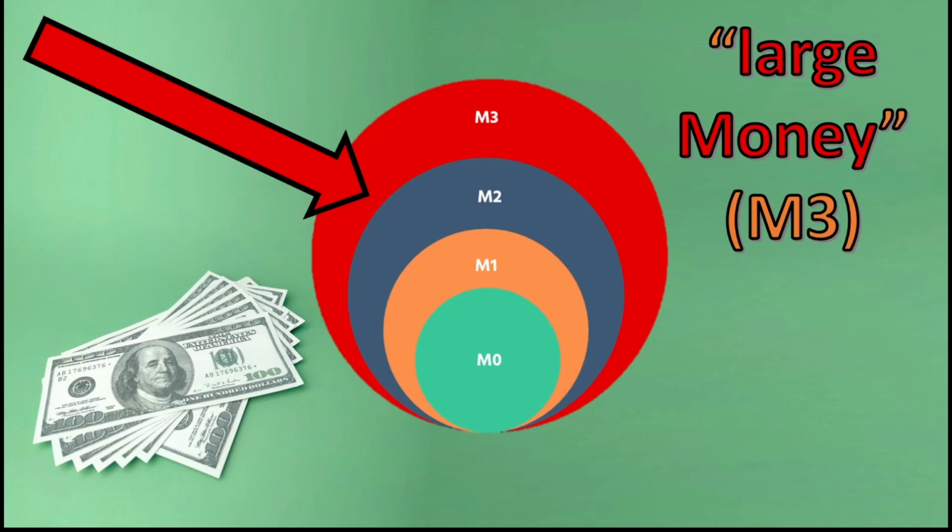Now we move on to M3, which is the broadest definition of the money supply. The M3 includes all of the M2 money supply. It includes larger deposits, institutional money market funds, and other larger liquid assets. However, since 2006, the M3 is no longer tracked by the US central bank, subsequently making the M2 the most highly referred to definition of the money supply.